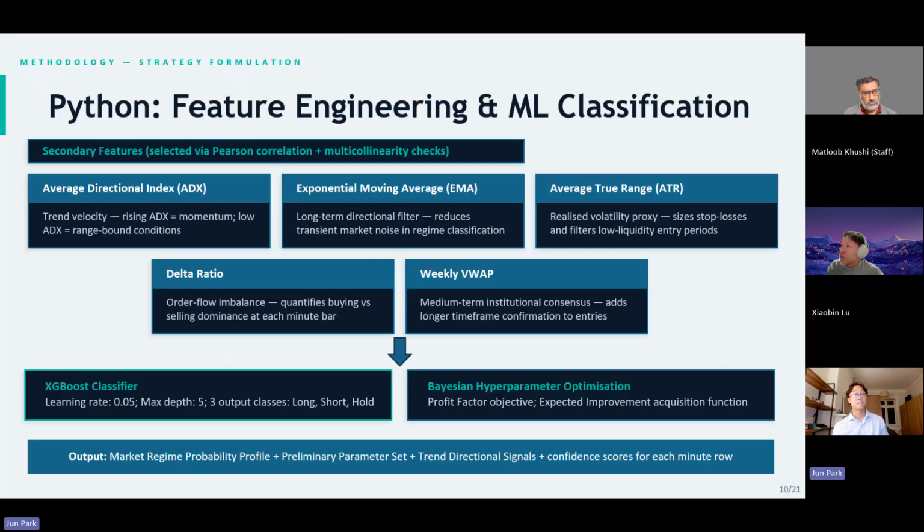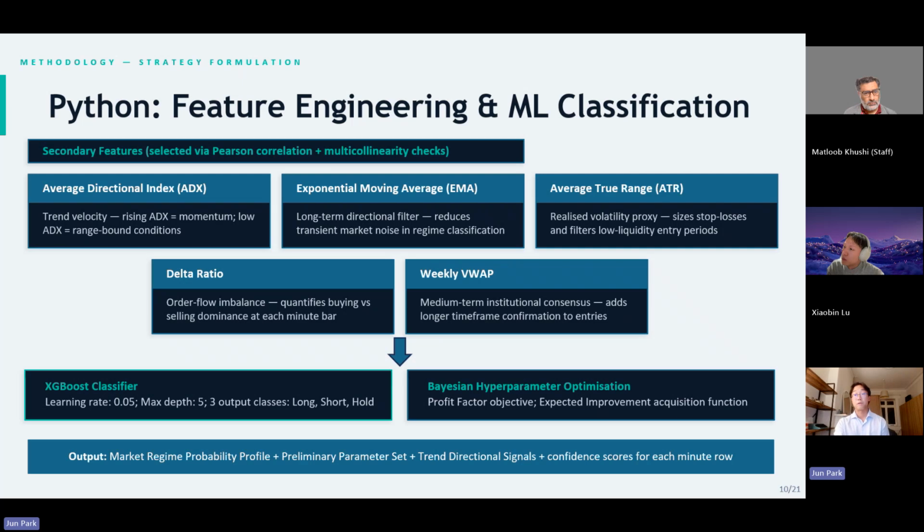Because cryptocurrency markets are non-stationary, static indicators are insufficient for long-term deployment. So to enable dynamic model adaptation, 5 structural features were engineered following strict collinearity screening. They are as shown there.